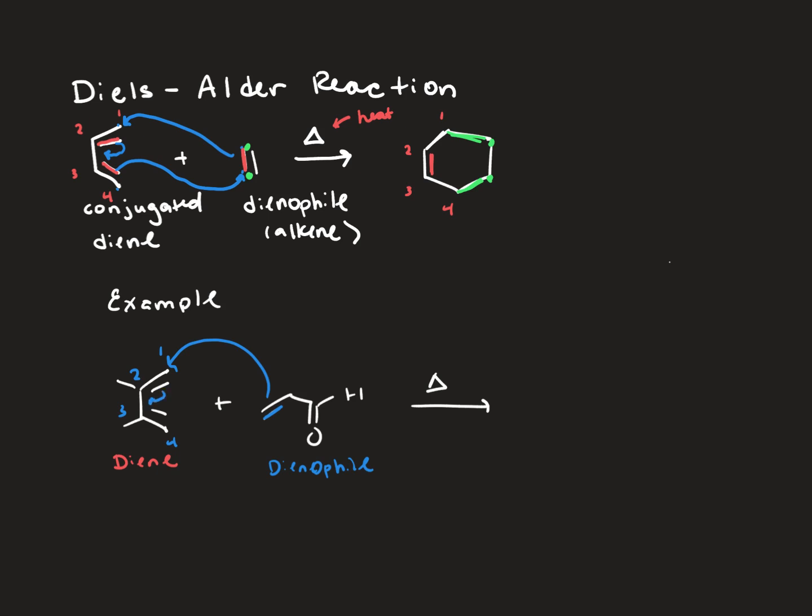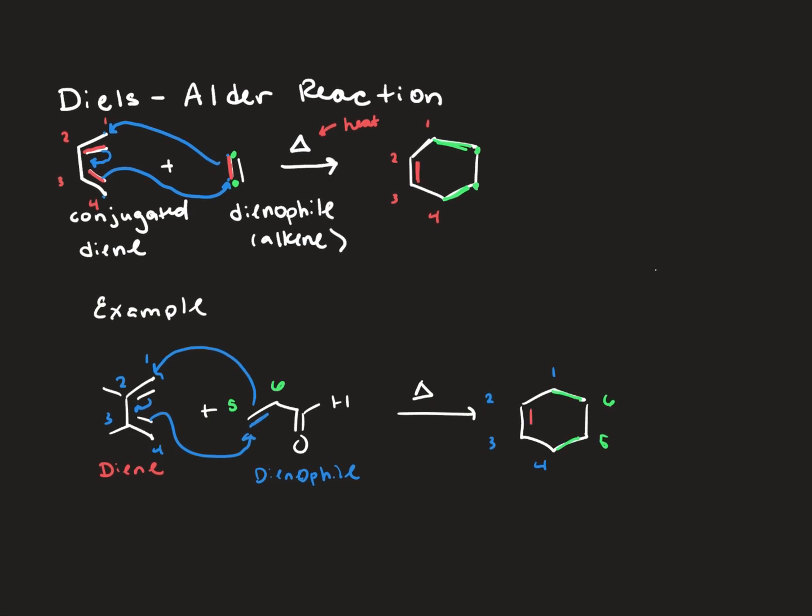This pi bond moves over, and this other pi bond between carbons 3 and 4 is used to make a second new bond. So if we call these 5 and 6, we're making 2 new sigma bonds, one between 6 and 1, one between 4 and 5. So in our 6-membered ring, if we label these atoms 1, 2, 3, 4, 5, 6, we've made 2 new sigma bonds. We've also moved our pi bond to be between carbons 2 and 3.